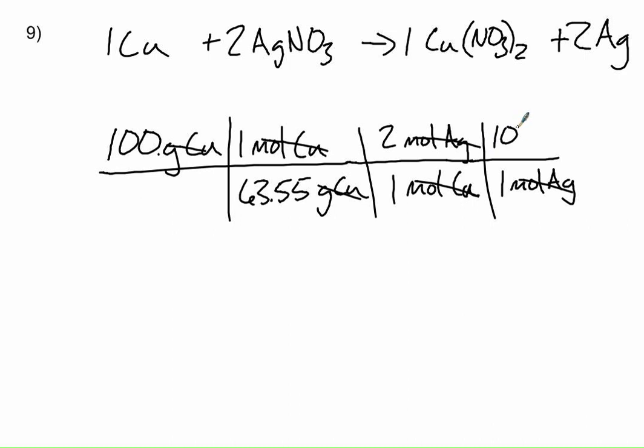And I'm going to multiply by 107.87 off my periodic table. And that should give me grams of silver as an answer. So if you can multiply and divide, you should get an answer here. Your 63 divided by 2 is like 30. 100 divided by 30 gives me roughly 3 times 100. You're going to be somewhere around 300 for an answer. It's going to be a little bit bigger than that.